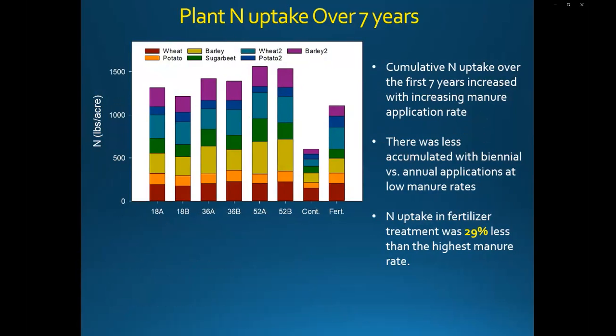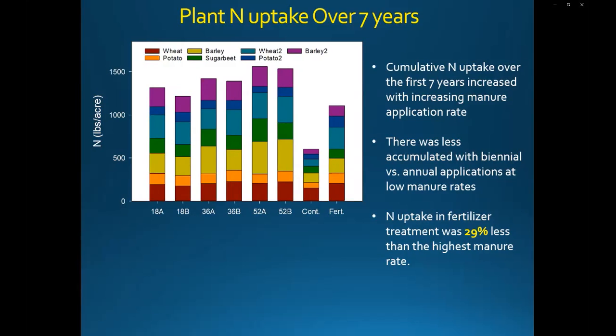If we look at plant uptake over the whole rotation over the 7 years, you can see that the cumulative nitrogen uptake increased with increasing manure application rate. There was a little less accumulated with the biennial versus the annual application rates, but it was only significant at the lowest manure application rate. However, if you look at the difference between N uptake in the fertilizer treatments versus the manure treatments, the fertilizer treatments took up 29% less total nitrogen than the highest manure application rate treatments.